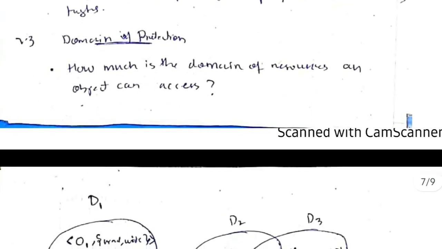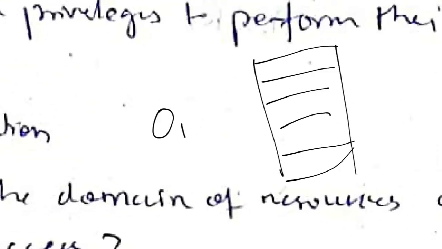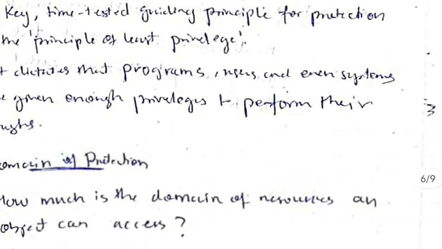And the third one is the domain of protection. How much of the resources can be accessed by the object? See here, if there is an object O1, and these are the resources available in the computer, how much of the resources can be accessed by O1? If it's needed for accessing this one, it can access this much only. If it needs to access the third one, then it will access the third one as well. So this is the domain of protection.